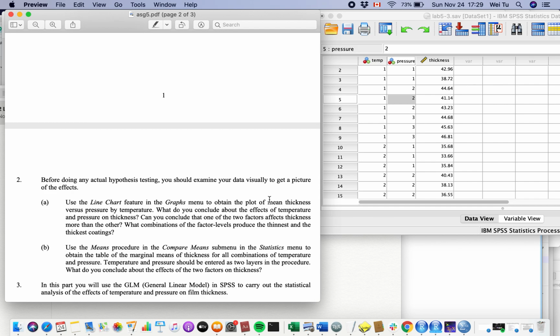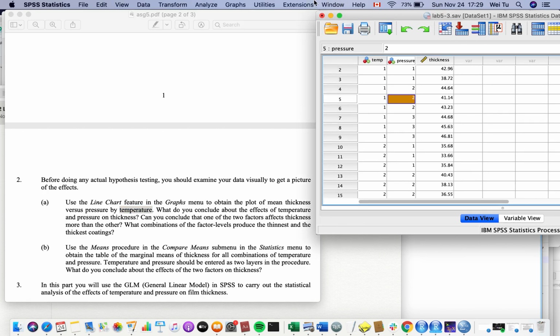We're going to do a line chart to obtain the plot of mean thickness, because for each combination we have 3 observations. So here we're taking the mean. The mean thickness versus pressure, so the x-axis will be pressure. By temperature means we're going to have a different color or different shape for the different temperature. Okay, so let's make the figure first.